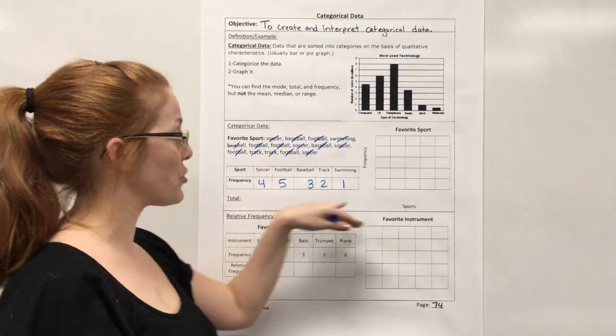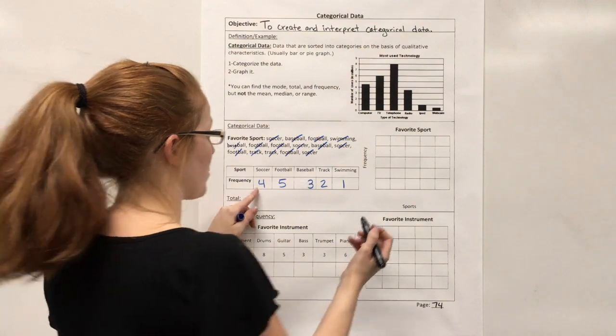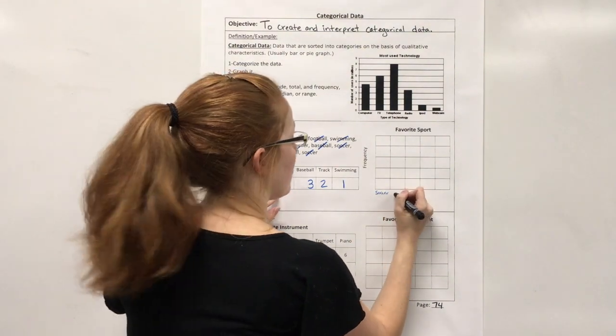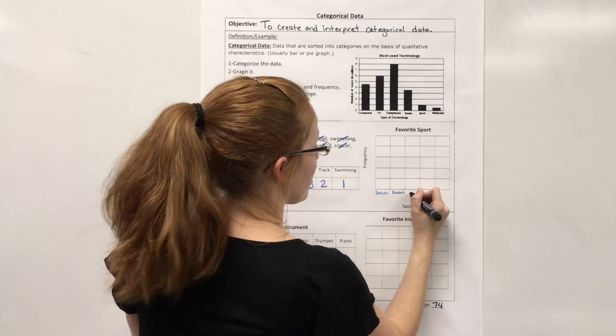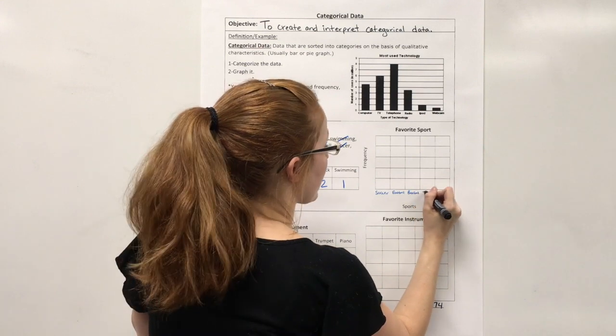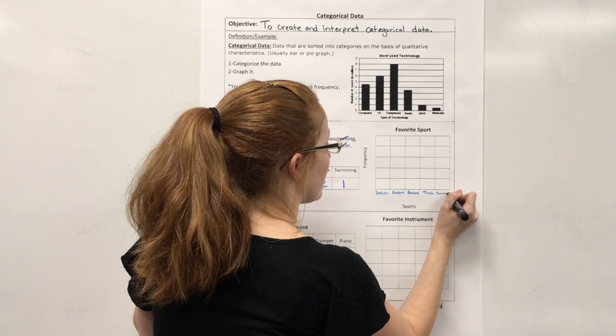Okay, so the first thing I need to do is put my categories here. So this would be soccer, football, baseball, track, swimming.